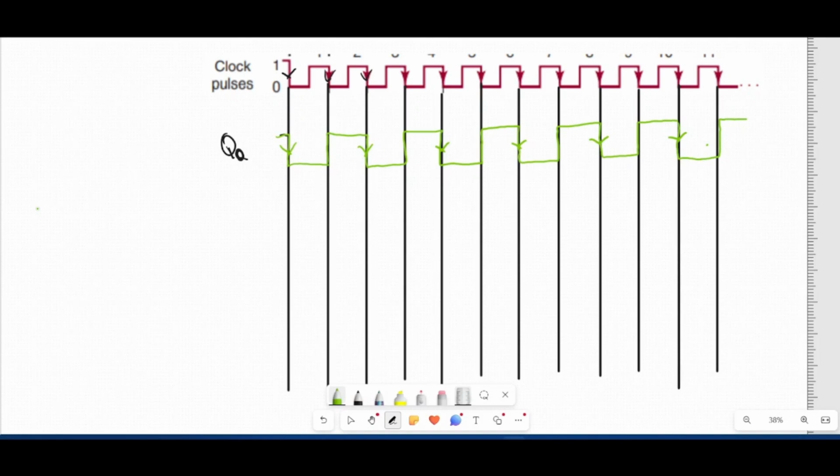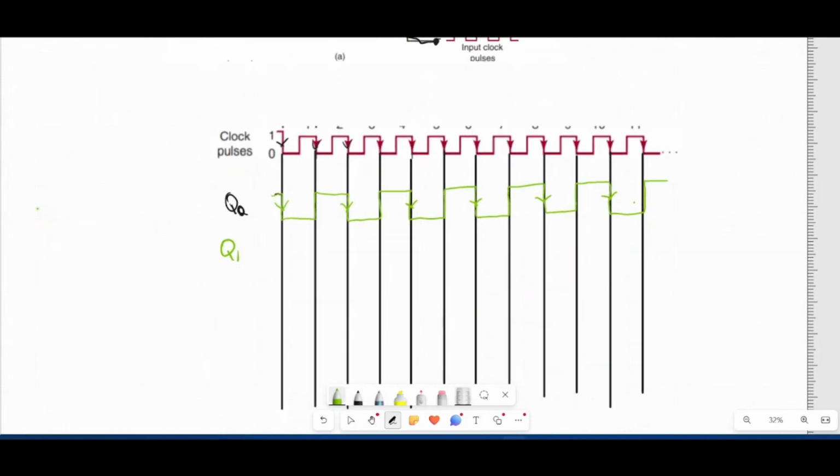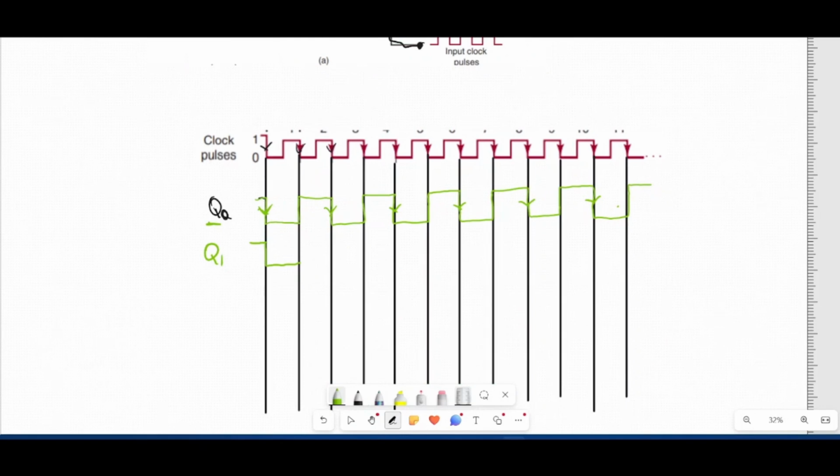So now let's draw our Q1, that is our second JK flip-flop. Since it's using Q0 as its clock signal, we're going to start with Q1 initial as 1. Now we're at the first NGT here. We're going to toggle Q because J equals 1 and K equals 1 at this point as well. So we're going to toggle Q. At the next NGT, we'll toggle Q again.